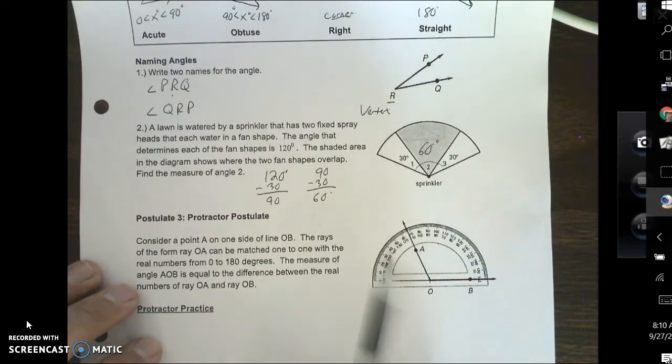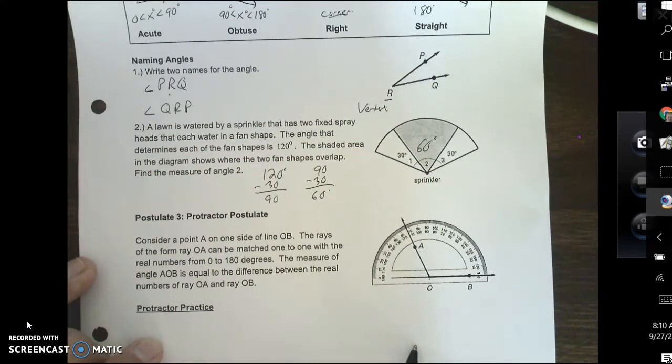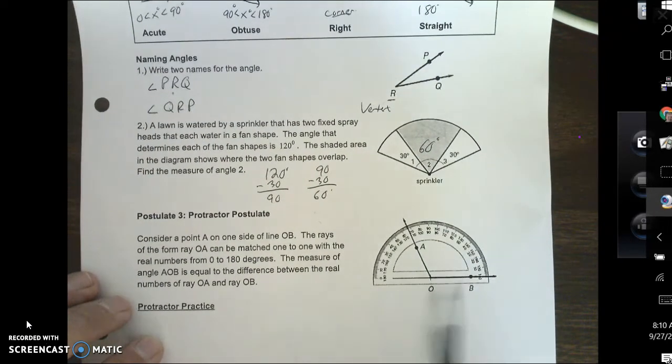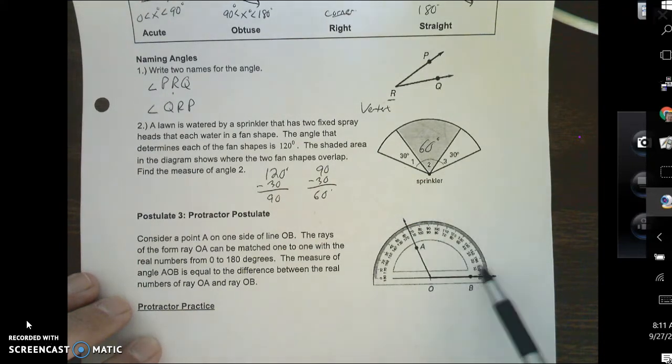Now, protractor postulate. I'm hoping you guys have read a protractor before. I know it's probably been a little while. It's okay. You're going to notice you have two sets of numbers. I know it's really tiny on here, but hopefully you can see on your paper. From 0 to 180, and then over here it goes from 0 to 180.